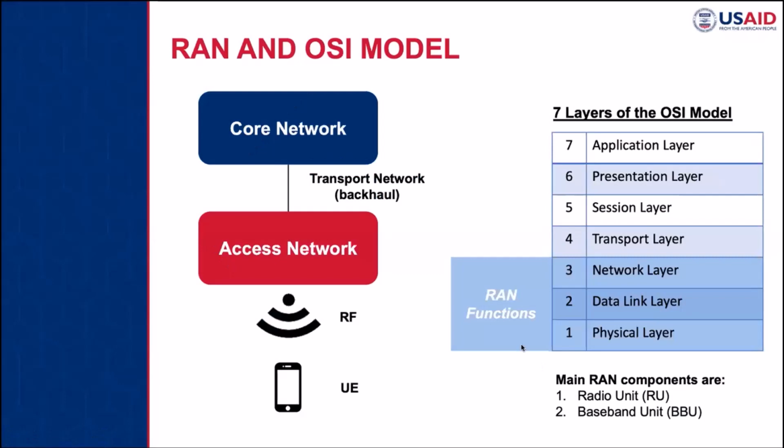Okay, so again, this is the look of our core and access networks. And the access network functions like this. These are what it does. The functionality of ORAN, or of the RAN itself, is on the first three layers of the OSI model: the physical layer, the data link layer, and the network layer.